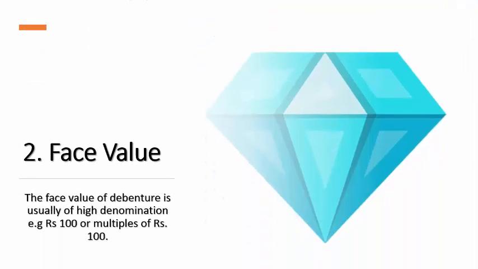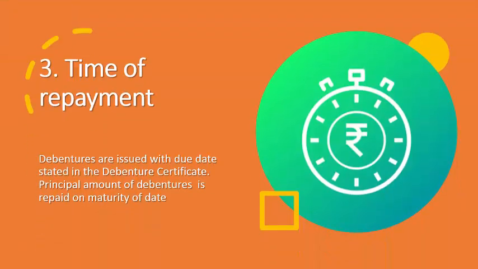Next feature is face value. The face value of debenture is usually of high denomination. It is normally rupees 100 or in multiples of rupees 100. For example, rupees 200, 300, 400, 500, like that. The next one is the time of repayment. Debentures are issued with a due date, which is mentioned in the debenture certificate. The principal amount of debenture is repaid on the date of maturity to the debenture holders.